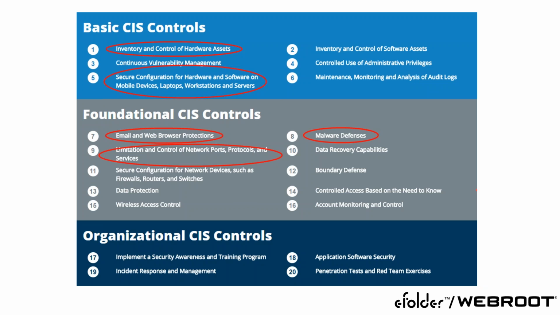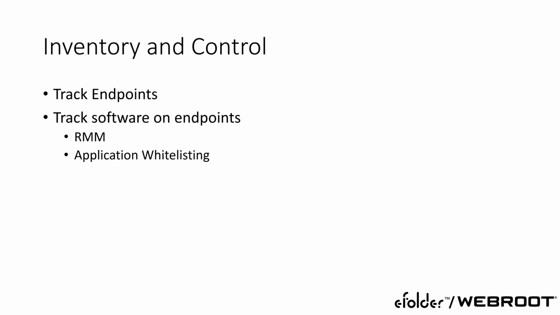Today we're going to go through endpoint controls. So the idea is to give you a good overview of what CIS top 20 controls are important from the endpoint perspective. And here we go. So the first of those, inventory and controls.